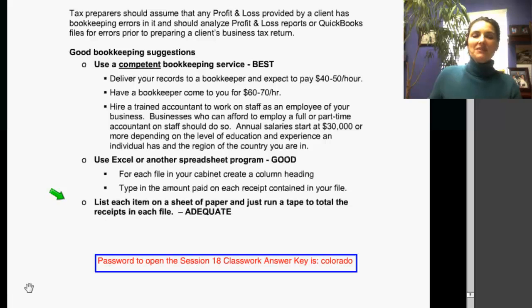Okay, so that concludes the Session 18 lecture, and the final password of the day I'm going to give you is Colorado, C-O-L-O-R-A-D-O.